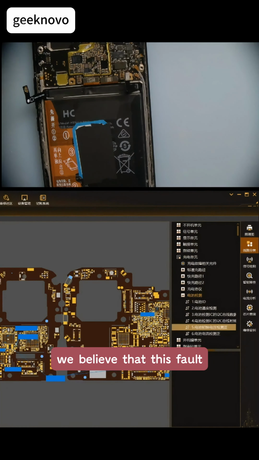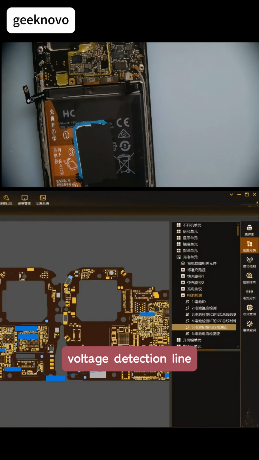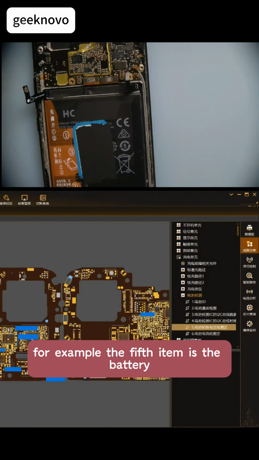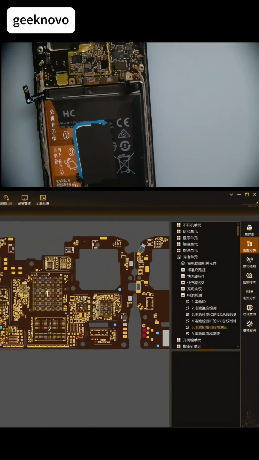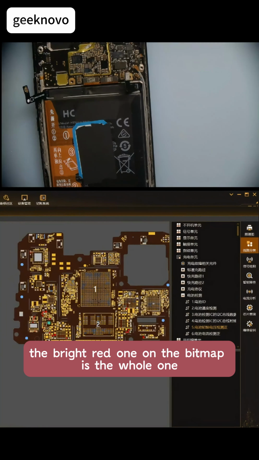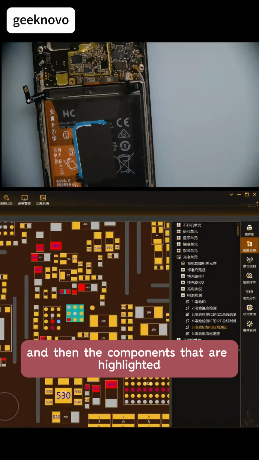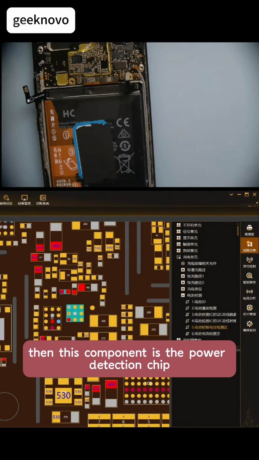We believe that this fault phenomena is caused by the abnormality of the battery voltage detection line. We can choose some corresponding line names. For example, the fifth item is the battery initial voltage detection. We can just click. The bright red one on the bitmap is the whole one. This corresponds to some lines, and then the components that are highlighted are those components that are related to it. Then this component is the power detection chip. It will cause the failure phenomena we just had.